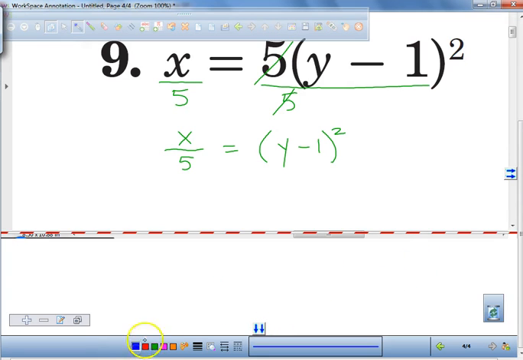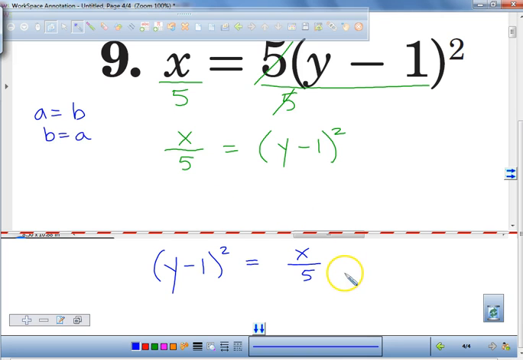Now I'm going to rewrite this to make it a little bit easier. Here we go. I want you to notice I've not changed anything. All I did was just move this here, move this here. They're both equal to each other. Remember, this is just basically saying if A equals B, then B will equal A. I haven't changed any of the properties.